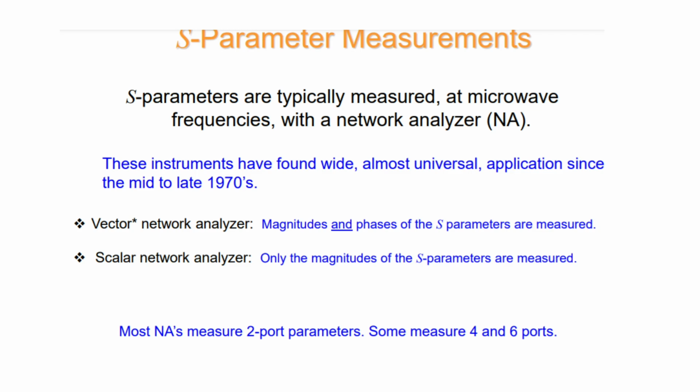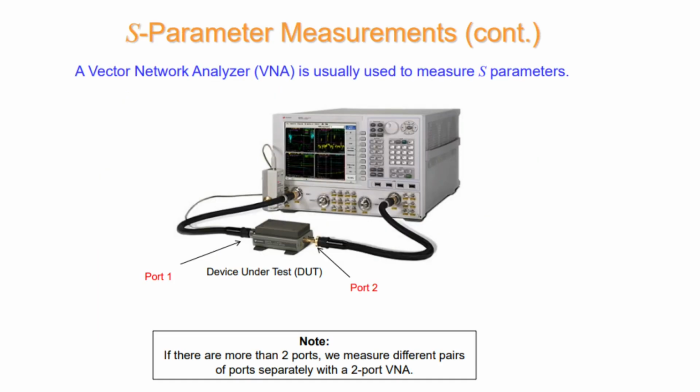With a vector network analyzer, the magnitude and phase of the S parameters are measured. With a scalar network analyzer, we will measure only the magnitudes of the S parameters. Most network analyzers measure 2-port parameters, and some measure 4 and 6 ports.